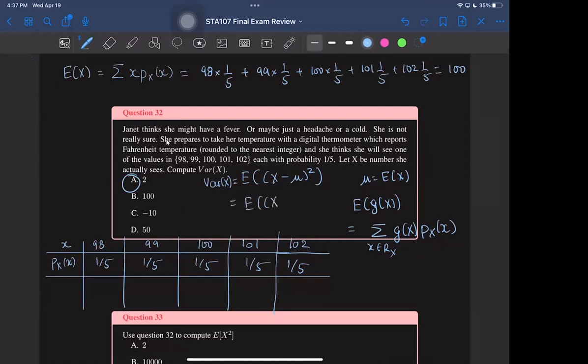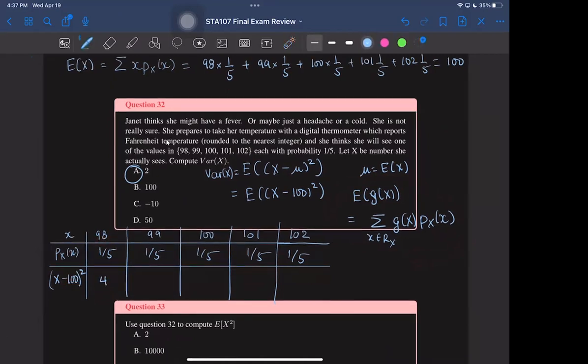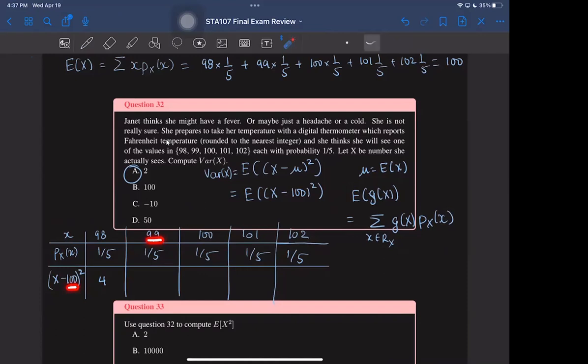So here I would find the expected value of X minus 100 squared, and I will use this formula here. In order to do that, I need to create a row for X minus 100 squared. So when X equals 98, 98 minus 100 is negative 2, and you square it, you get 4. 99 minus 100 is negative 1, to the power of 2 is 1. Similarly, I fill in the other 3 columns.